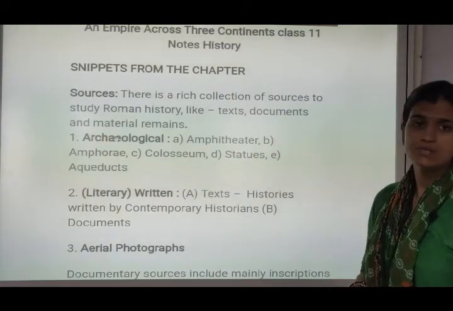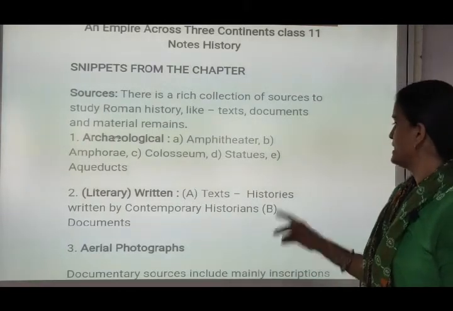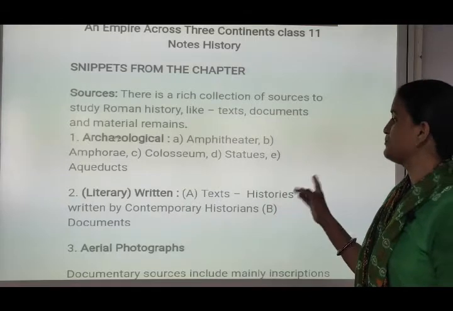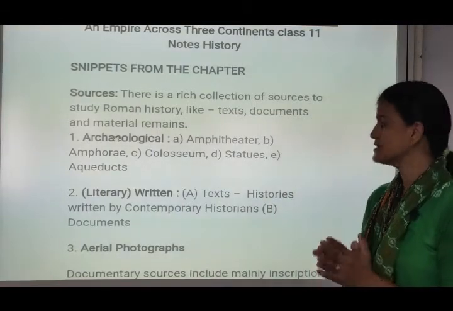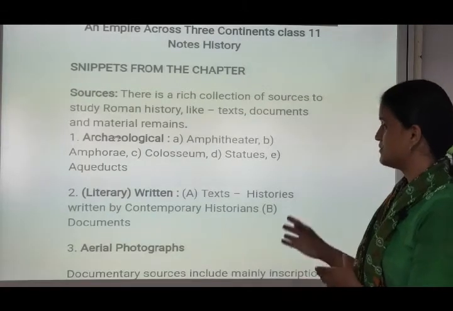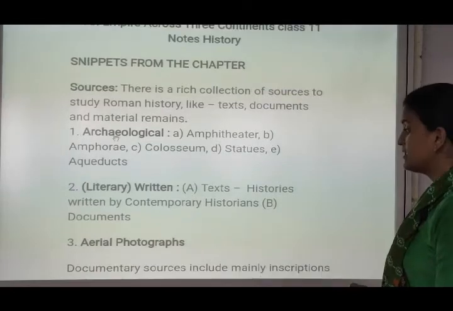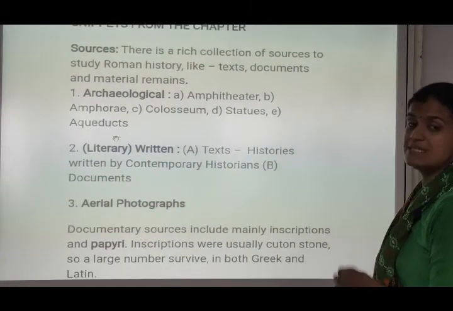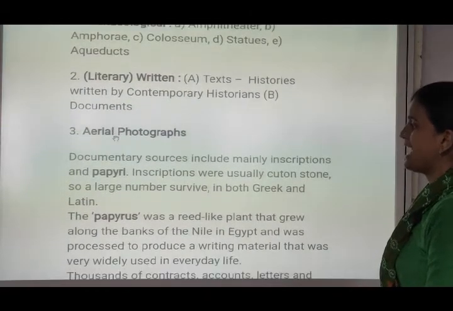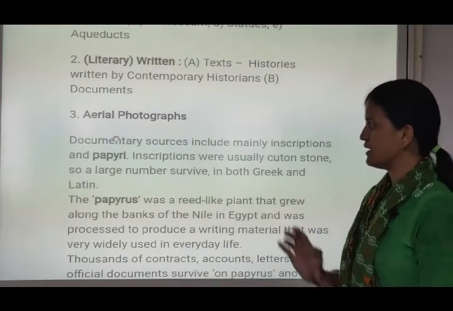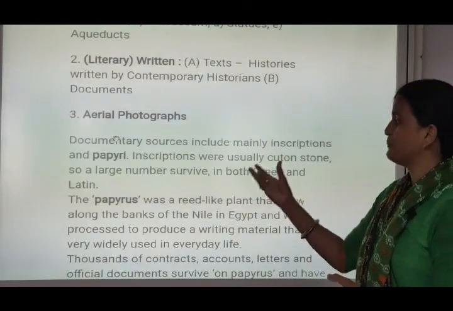The second type of sources which we find is the literary sources, which are written sources. Texts and histories written by contemporary historians, the ancient historians who wrote histories about the Roman Empire. Third, we have documentary sources, which include many inscriptions and papyri.